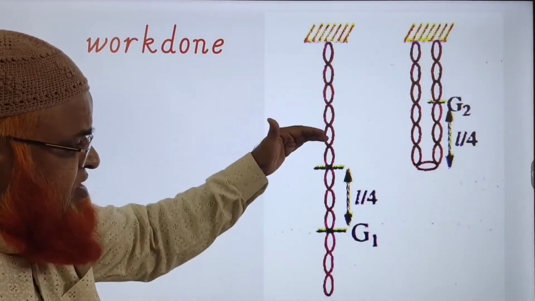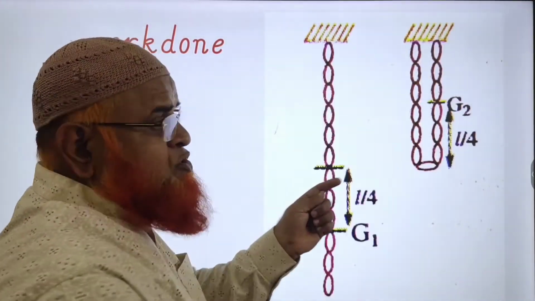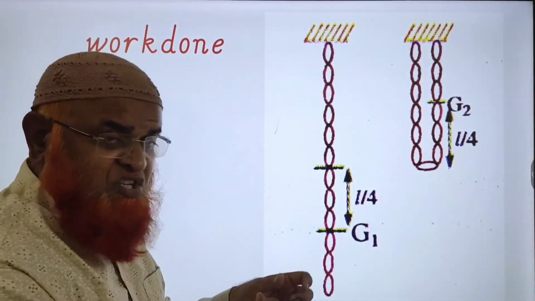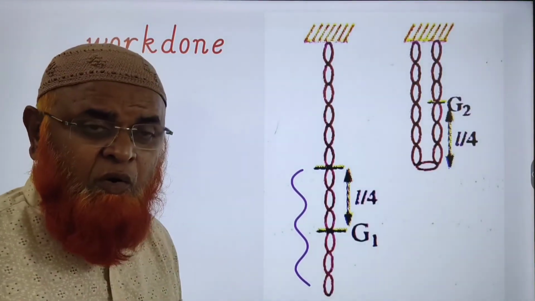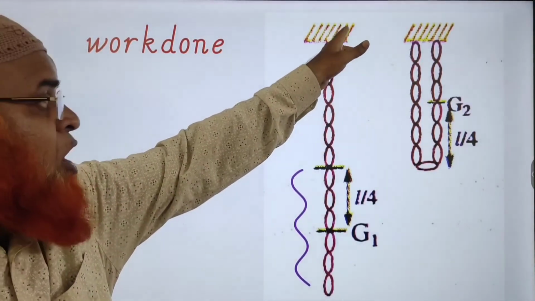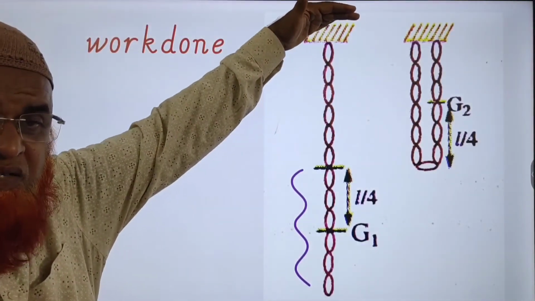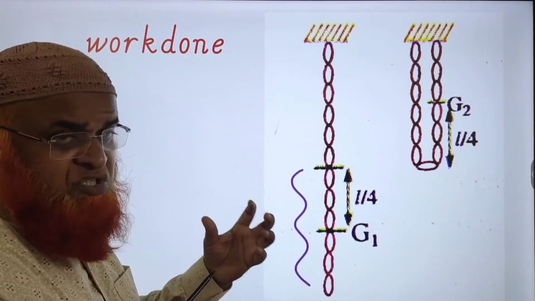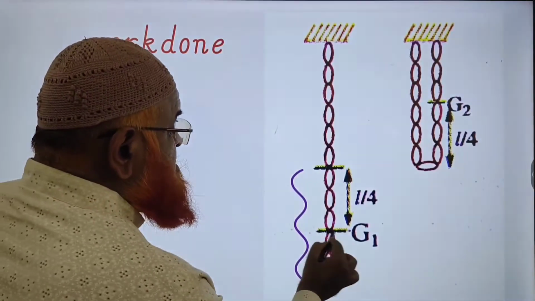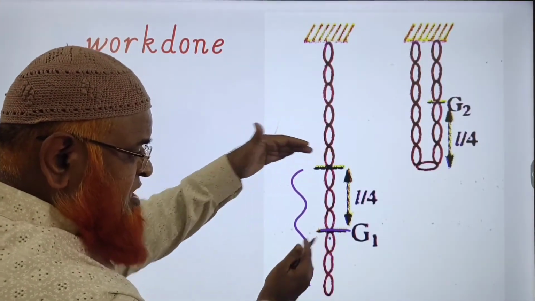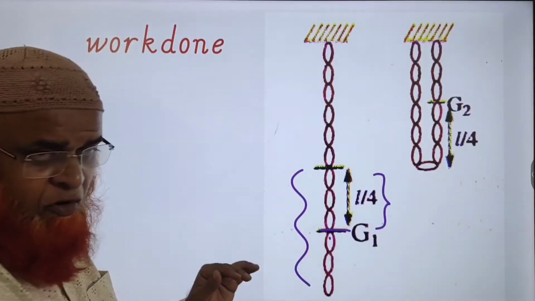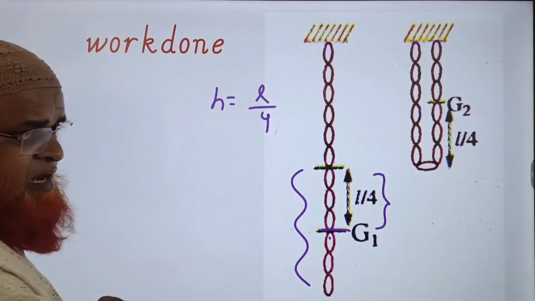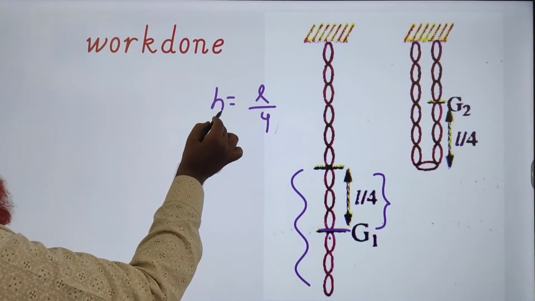Now let us go for the next topic regarding the chain. When half of the chain is lifted and held at the top point of the ceiling, where the total chain was hanging, then what is the work done? How much part of the chain are we going to lift? Only this half part. Among this half part, the center of mass is at this much, so the remaining part is going to be L by 4. So the height of the chain which has been lifted is taken as L by 4 here.